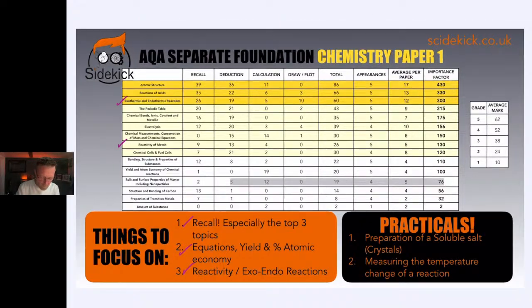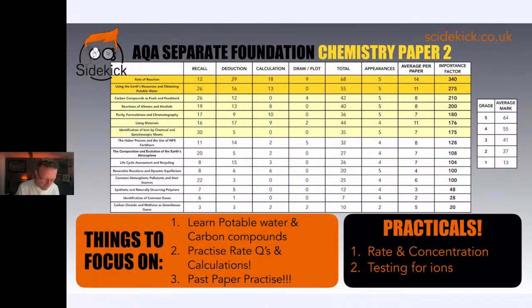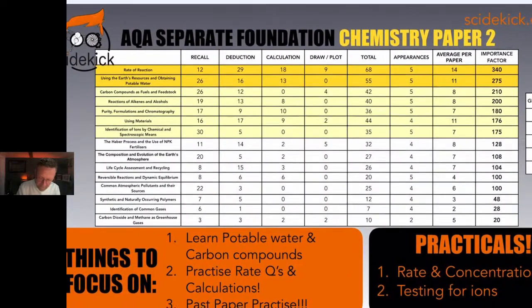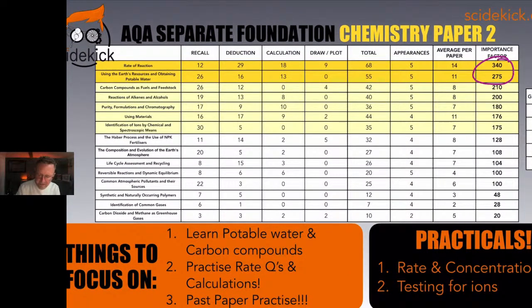So that's chemistry paper 1. I know I'm flying through, guys, but I don't want to waste your time. Now, paper 2. Again, two topics that stand head and shoulders above the rest: rate of reaction and using the Earth's resources and obtaining potable water. So drinking water, essentially.